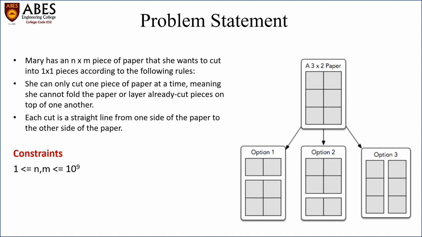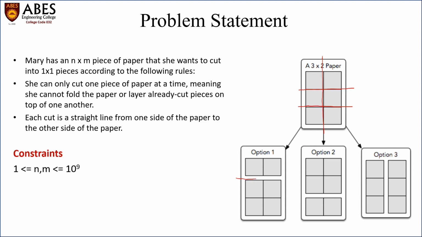Each cut is a straight line from one side of the paper to the other side of the paper. So the two rules say that I can do only one cutting at a time, and cutting is required to be done from one side of the paper to the other. For example, in this paper, I can cut from this place to this place, or I can do the cutting here like this, or I can do the cutting like this.